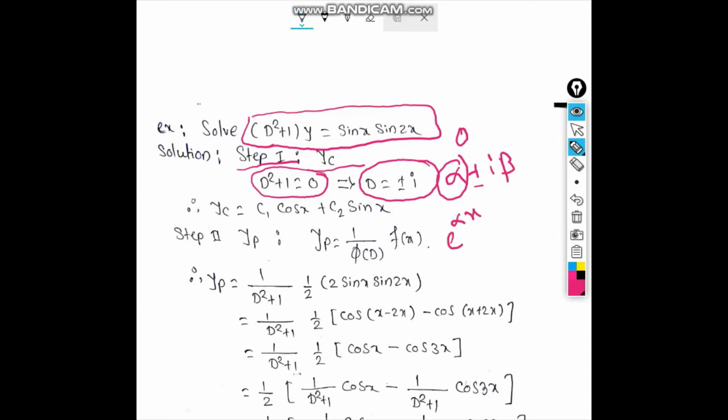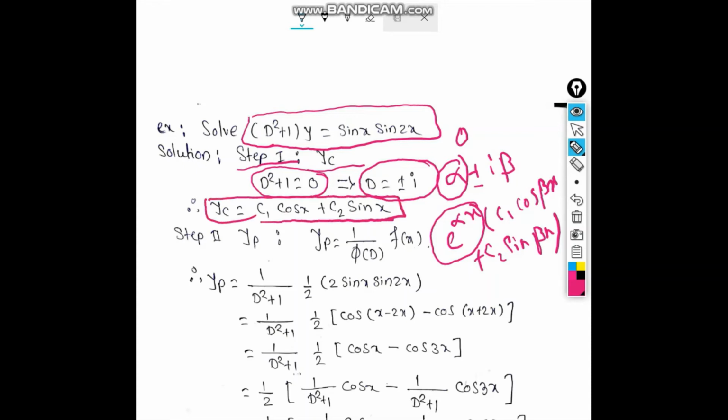times C1 cos beta x plus C2 sin beta x. So in this case, e raised to alpha x, that is e raised to 0x, that is 1. So only C1 cos beta x, and beta is 1. If you compare alpha plus or minus i beta with plus or minus i, beta is 1. So C1 cos x plus C2 sin x will be our yc.